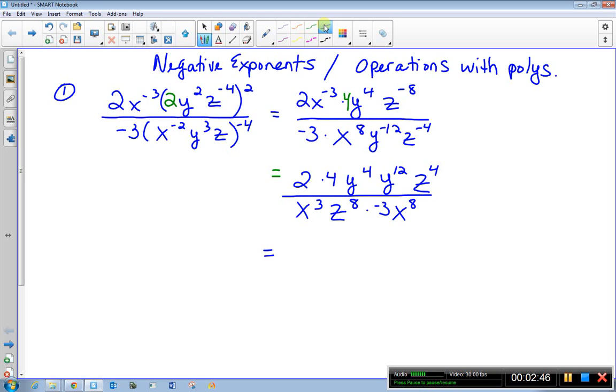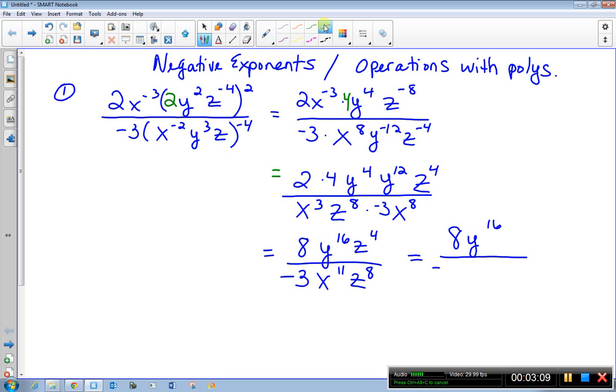So I have 2 times 4 is 8. Y to the 4 plus 12 is 16, z to the 4th. And in the bottom I have negative 3. X to the 3 plus 8 is 11. Z to the 8th. And I have one last thing to simplify, and that's the z's. So 8y to the 16th over negative 3x to the 11th.